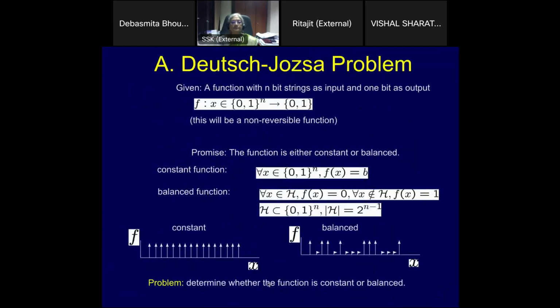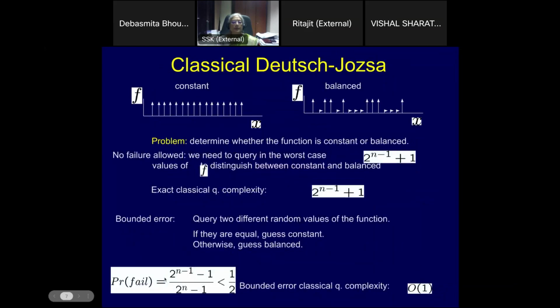So what is the probability of a wrong answer? These are the total possibilities. Of them, only these are the ones for which it may be different, and that probability turns out to be less than half. So in some sense, we can bound the probability of error, even with classical query complexity, using randomization. But if I do not want any error, can I do it?